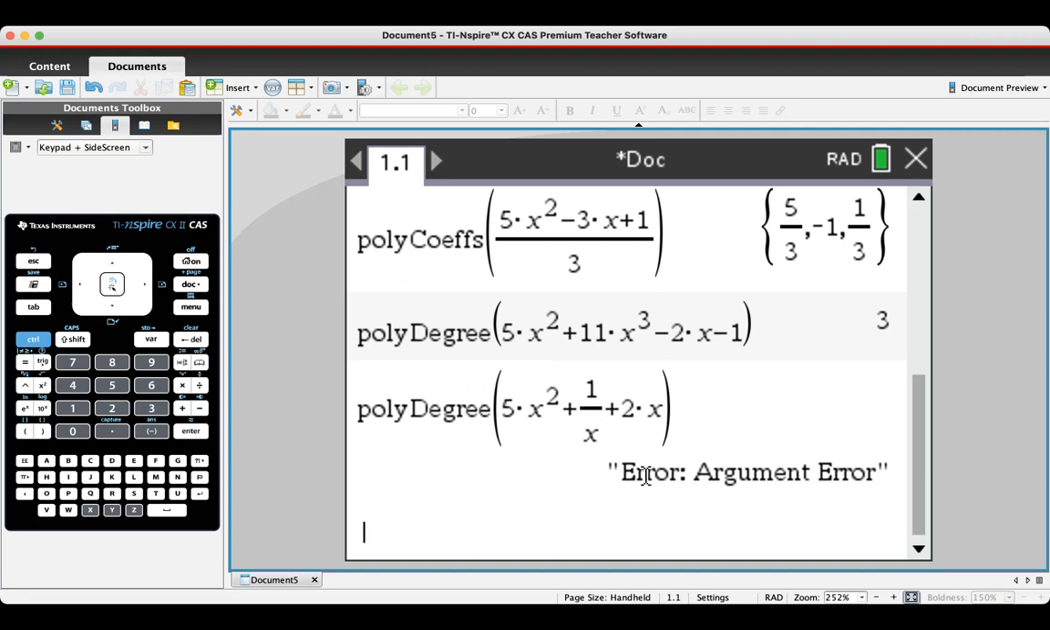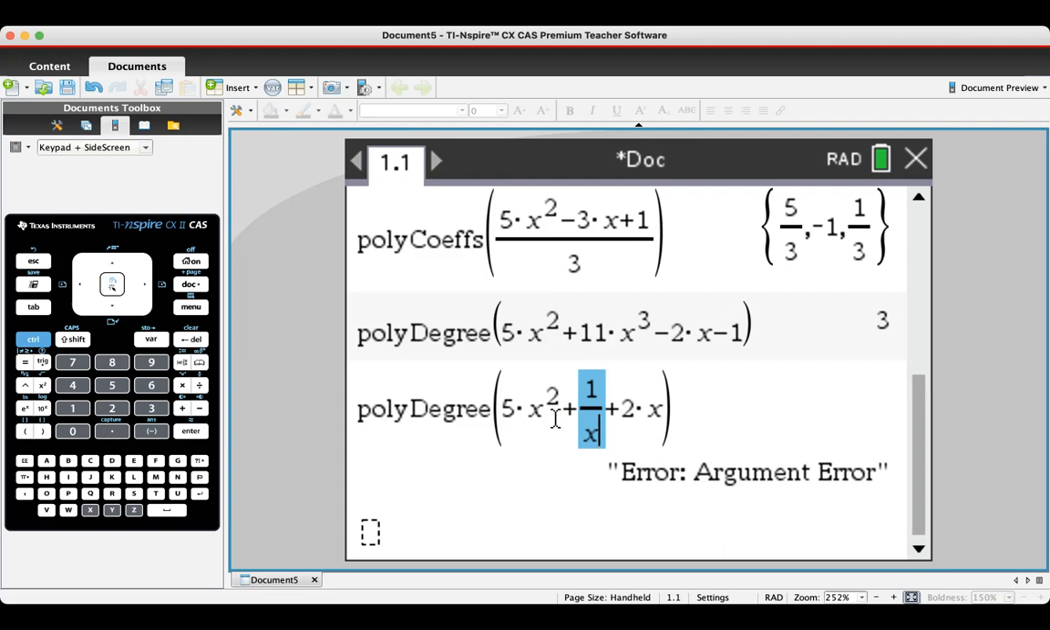But it might be just enough for you to know that if you get an error, either you've made a mistake or perhaps one of those powers is not a positive whole number power. And there it is there. That 1 on x is actually x to the power of -1. So simply by typing it in, you can confirm, oh yeah, it isn't a polynomial, because otherwise I wouldn't have got an argument error. So there you go.